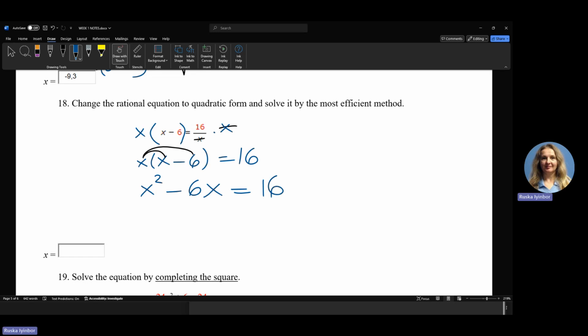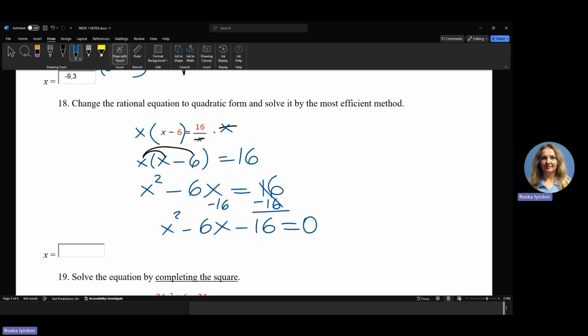So we're going to get x squared minus 6x equals 16. And then from there, what are you doing from there? We have to move the 16. That's right. So I'm going to subtract 16 on both sides. It has to equal 0 before you plug it in. So I have x squared minus 6x minus 16 equals 0.